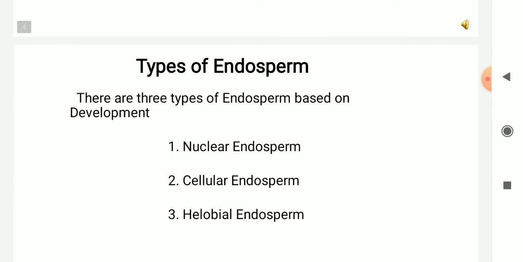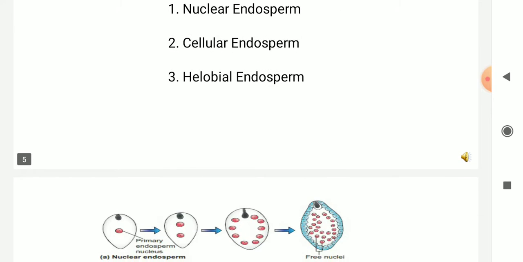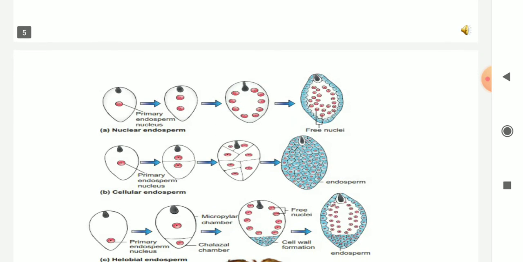Now, endosperms are classified or distinguished into three types. One is nuclear endosperm, second cellular endosperm, third helobial endosperm. These are classified or differentiated on the basis of their development.